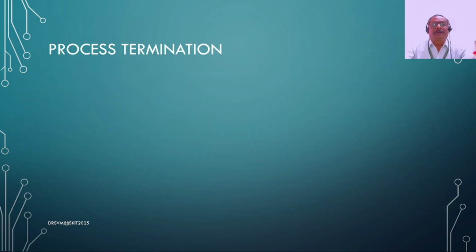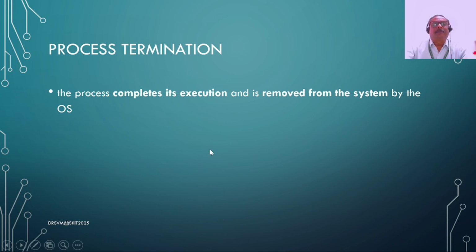Now coming to termination. When the process completes its execution, it is removed from the system by the operating system. That's what termination is. After termination, all the resources are released, like the memory occupied, so that some other process can take that space. The files this process was using should be released so that other processes can start using those files.